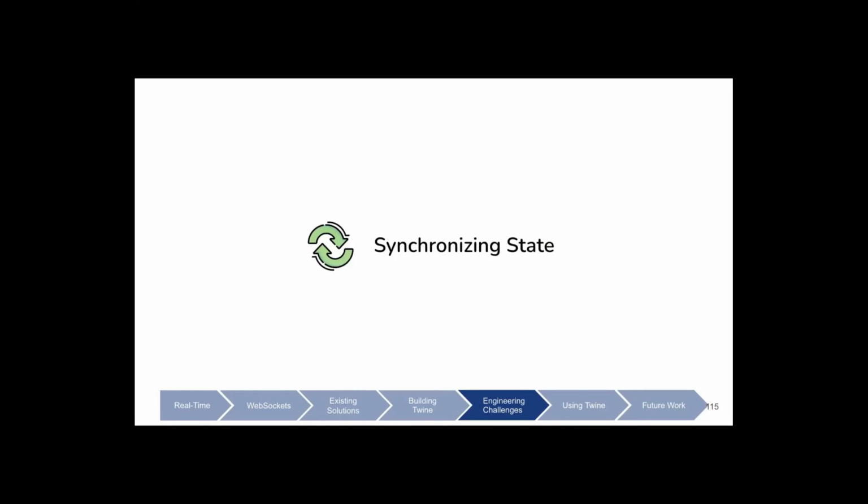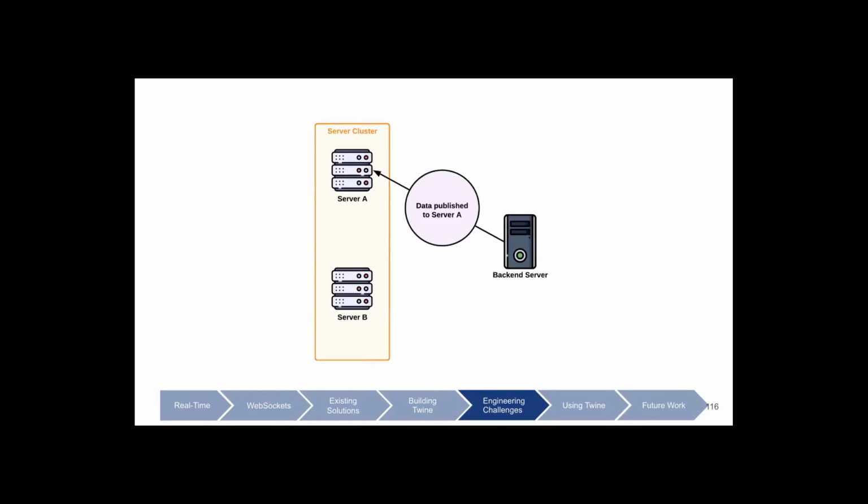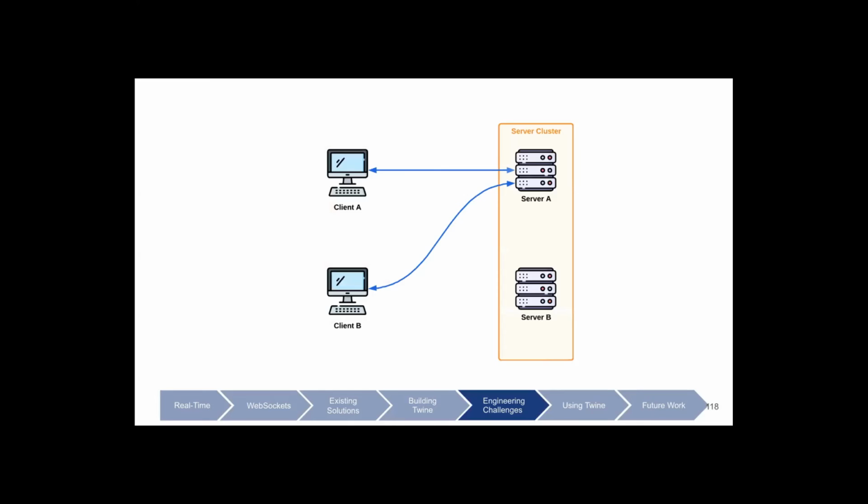The next engineering challenge we faced also had to do with scaling, and that was synchronizing state across multiple Twine server instances. Now that we could scale up and have more than one Twine server, backend services could publish data to any number of them. Likewise, clients subscribed to the same room could now be connected to different servers as well. And so the question arose, how would other Twine server instances access this data to broadcast it to their connected clients efficiently? Before we answer that question, let's illustrate the problem to better understand it.